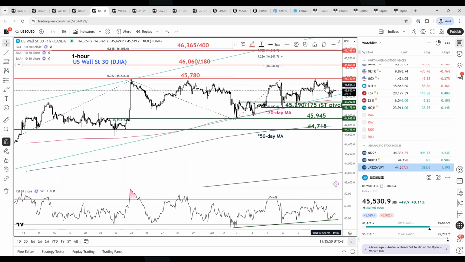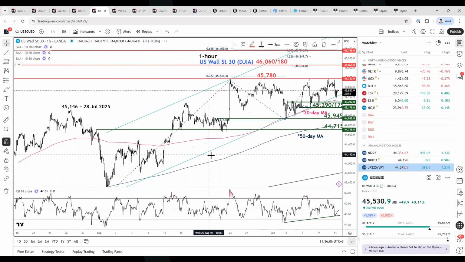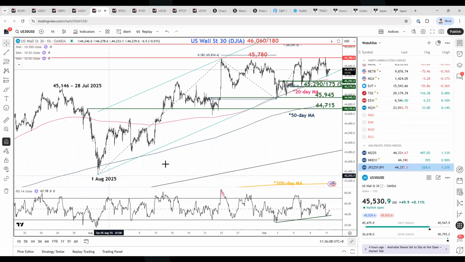Right now, up to the major stock indices, starting with the US Wall Street 30 representing the Dow Jones Industrial Average. Yesterday at the start of the so-called US session, it managed to stage an intraday rally, tested the current all-time high level again, that got rejected and did a minor pullback, but the minor pullback held exactly at the 20-day moving average, as well as this minor ascending channel support drawn from the low of 1st of August.